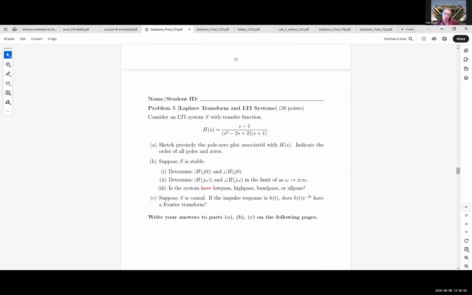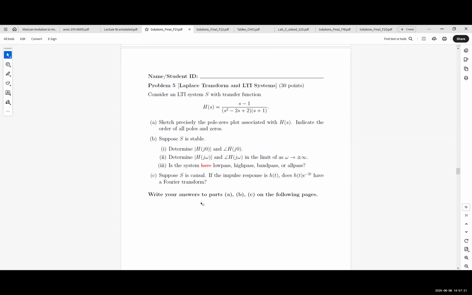So you're given an H of s, you're given an LTI system with a given transfer function, and you're asked to sketch the pole zero plot. So you have to find the poles and the zeros. And then you're told that it's stable and you're asked about its frequency response, H of j omega. Yeah, I'd say B and C were the main parts that I want to go over.